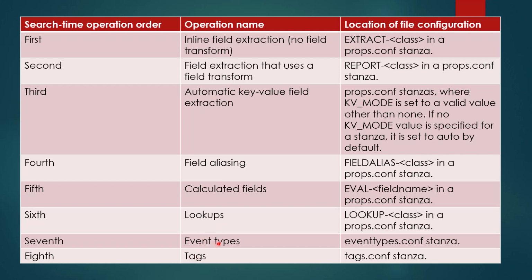That means when you define the search for an event type, you cannot define something like tag equals to something, because Splunk will not know the information about the tag. During search time, event types are created first, then the tags. So you have to take care of these things when defining something. Similar things go for field aliases and calculated fields as well.